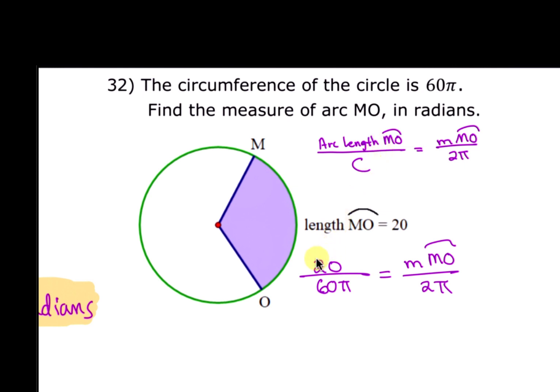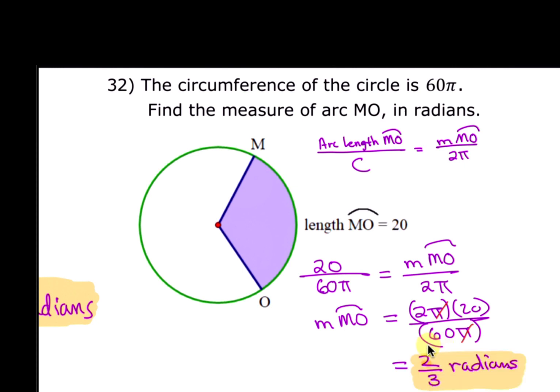Now the arc length was given to be 20, and the circumference is 60 pi. That was also given. And that's equal to the measure of MO divided by the measure of the entire circle, which is 2 pi. Now we just multiply by 2 pi on both sides to solve for the measure of MO. So the measure of MO is 2 pi times 20 divided by 60 pi, and the pi's cancel out. So then you multiply 2 times 20 and divide that by 60. That gives you 40 over 60, which reduces to 2/3. So the answer is 2/3 radians.